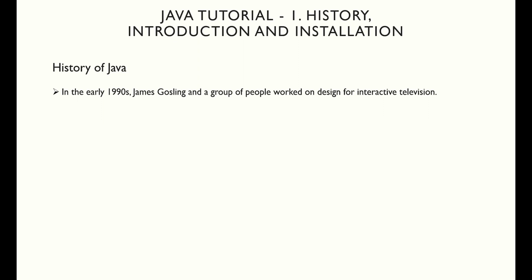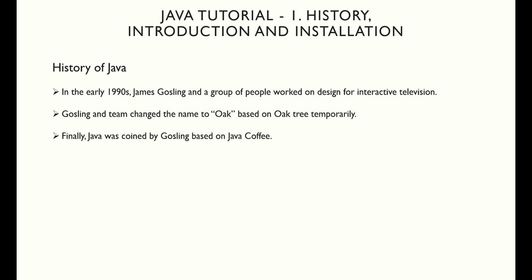Initially, it was called Green Talk and the file extension was .gt. Later, Gosling and team changed the name to Oak, based on the oak tree. Due to trademark issues, they couldn't continue with the name Oak. Finally, James Gosling coined the name Java, based on the Java coffee bean that was produced on the Java island of Indonesia. Hence, Java is not an acronym, it is a word.